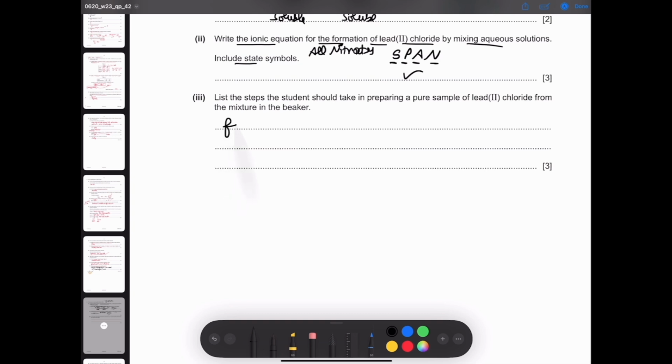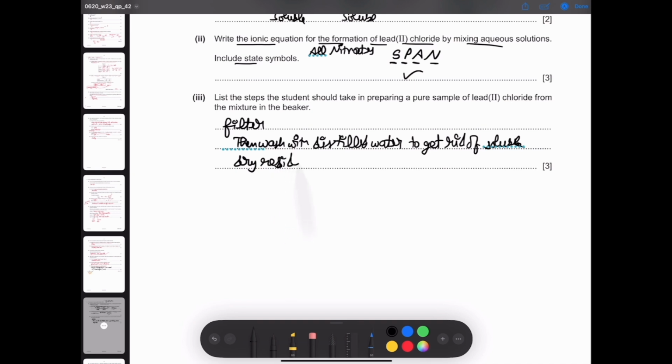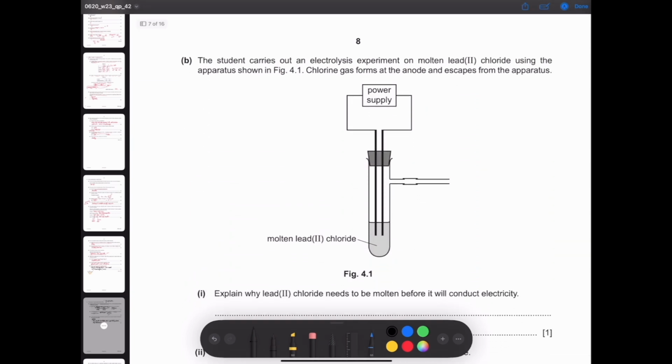That is why we need to first of all filter, then wash with distilled water to get rid of soluble impurities. The soluble salt you have as a product, you do not want soluble salt. You're trying to prepare insoluble salt. So you wash it away with water because it's soluble, it will mix with water. Alright. Then dry the residue. You dry the residue between filter papers. Alright. That's it. Now, next part.